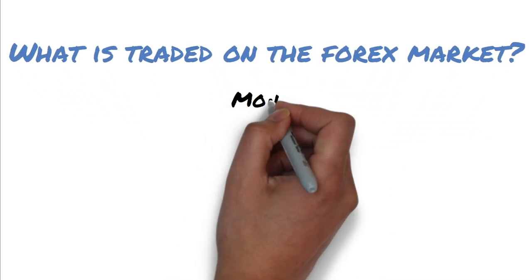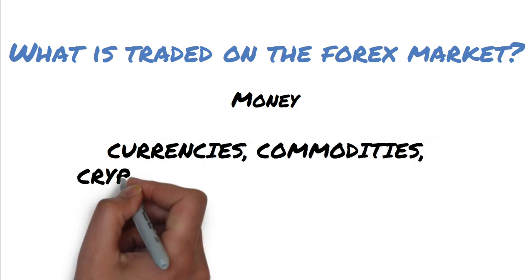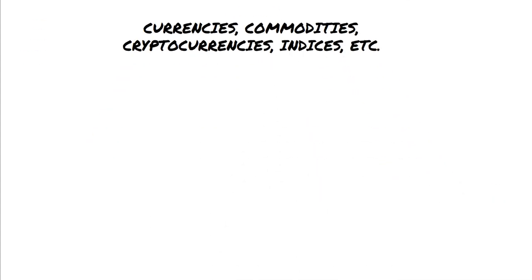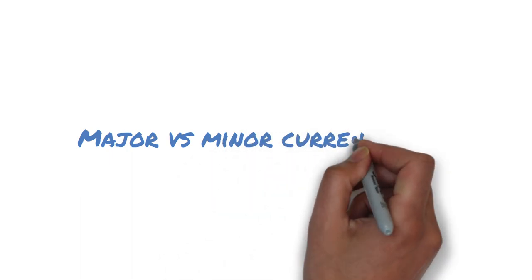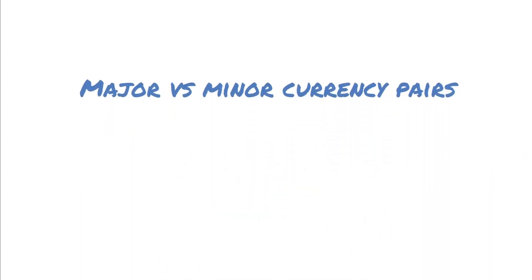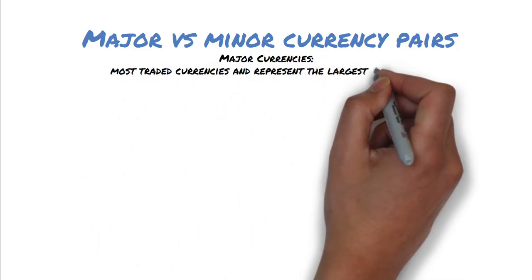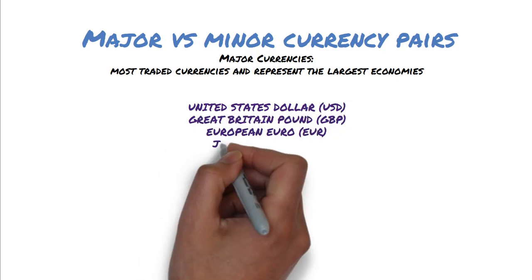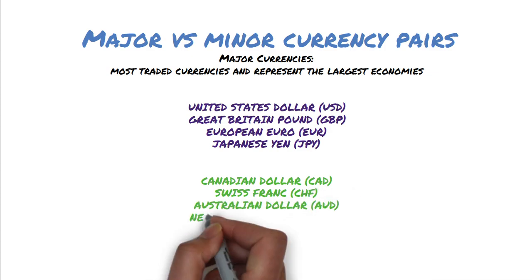In short terms, money. Traders can participate in the market by trading currencies, commodities, cryptocurrencies, indices, and other assets. The currencies are divided into two categories, major pairs and minor pairs. The major currencies are the most traded currencies and represent the largest economies of the world. Examples include United States, the UK, Euro, Japan, Canada, Switzerland, Australia, and New Zealand.